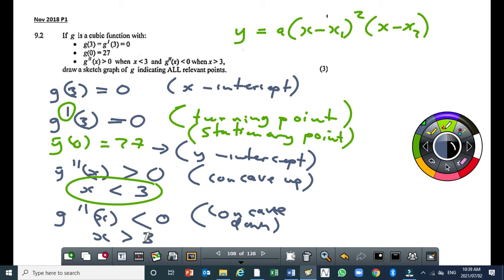All right. Remember we said when it's concave up, it means it is happy. The graph is happy when x is less than 3, which means to the left of 3, the graph has a minimum turning point. To the right, it has a what? So the shape will look like this, and you have a 3 somewhere there.